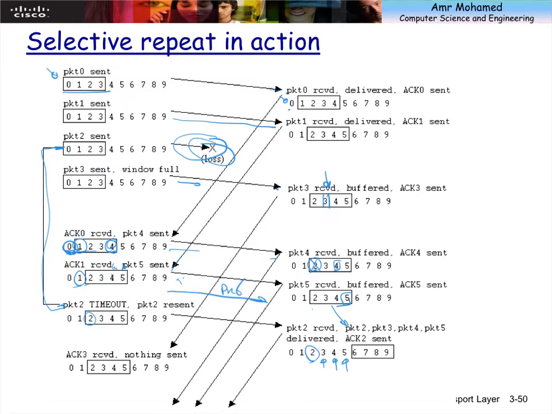Okay? So the timeout for segment 2 forces the sender to retransmit, which arrives here and causes all this sliding of the window to happen 3 or 4 positions at one shot. Go ahead.